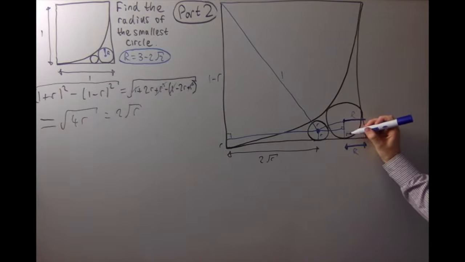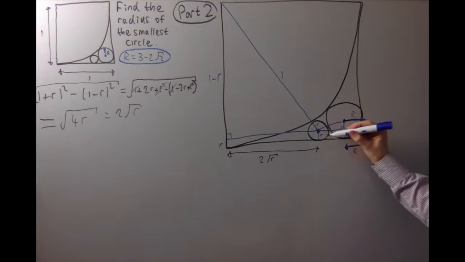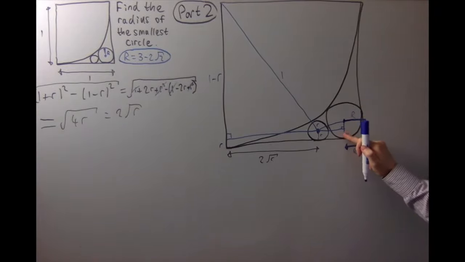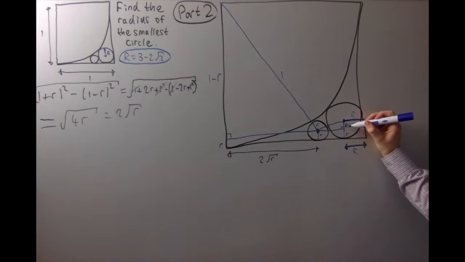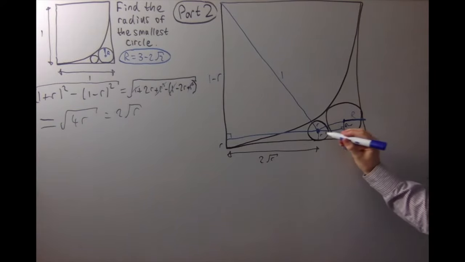Okay, so let's have a look at this length here first of all. I know the height of this rectangle is small r, and the total length of this line is big R. It's the radius of the larger circle. So this length here is capital R minus small r.